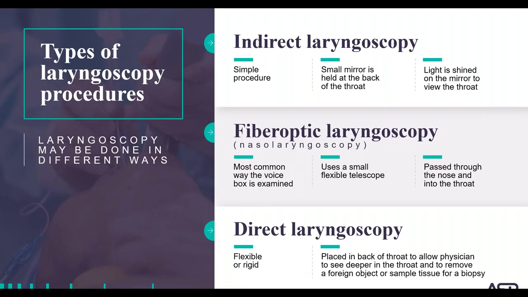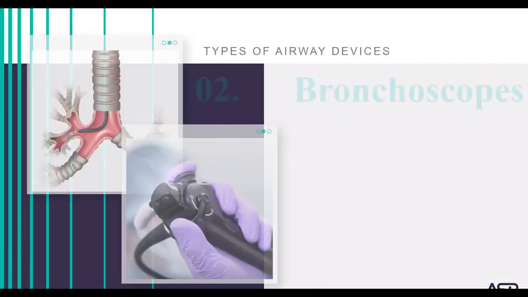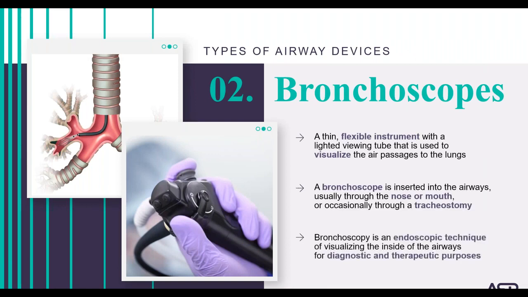So now that we've discussed the larynx and laryngoscopes, we're going to next review another airway device, bronchoscopes. Bronchoscopes are used to visualize the bronchus and bronchioles of the lung. A bronchoscope is a thin, flexible instrument with a lighted viewing tube that is used to visualize the airway passages to the lungs. It is inserted through the nose or mouth, or even a tracheostomy, which is a breathing tube that's placed in the throat. Bronchoscopy is used to visualize the inside of the airways for either diagnostic or therapeutic purposes.